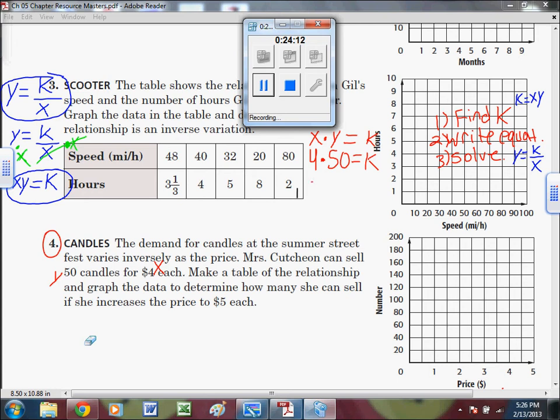So remember, X times Y is going to give us K. Now 4 times 50, well, that's 200. So that tells us 200 equals K. So we now know what K is. So that was step 1, find K.